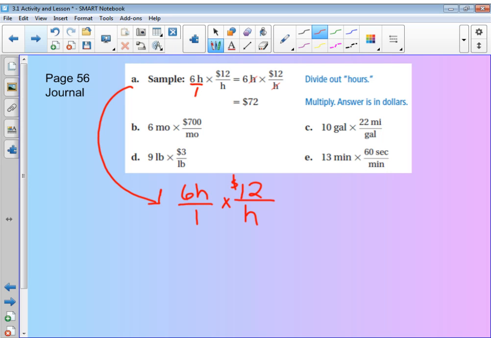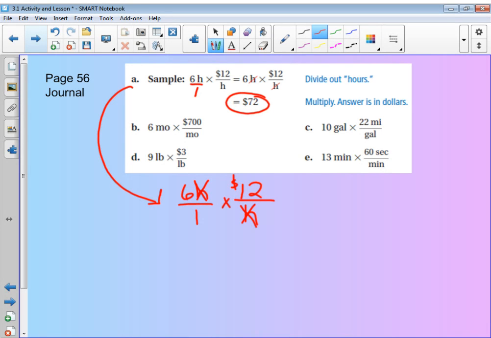I could then go through, and if you notice in the sample above, I can cross cancel units. Just like in fractions, I can cross cancel. So now when I go through to solve for the amount of money that I made for that day of work, I would do 6 times 12, which would give me $72. I'm just going through to show you how they're setting these up.